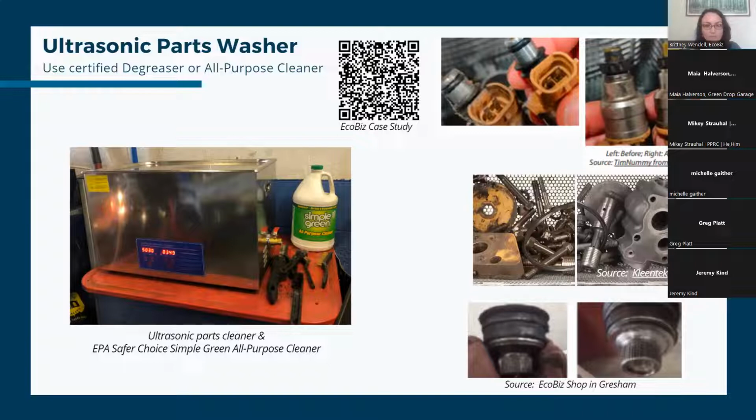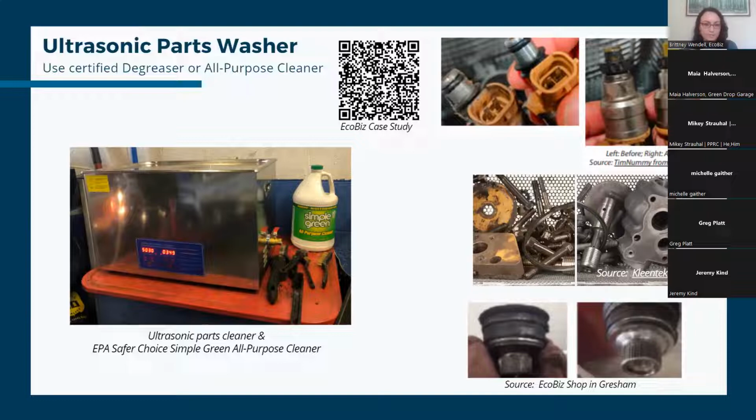Ultrasonic parts washers use cavitation, so this is like the bubbles, the scrubbing bubbles, with an aqueous cleaner to remove grease from parts. These can run as low as $300 to $600 for a benchtop unit that's about 35 gallons. But you could also use a 100-liter unit for higher volume shops.